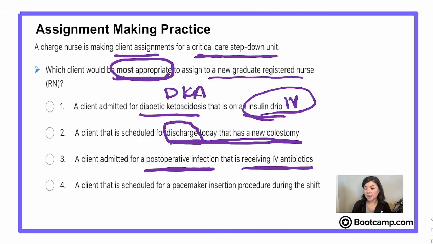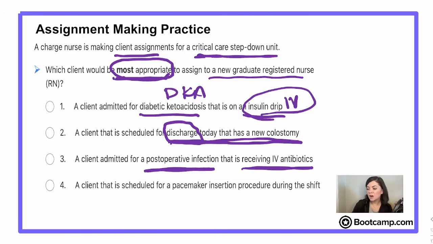However, if we had, for example, a client with a postoperative infection that is experiencing hypotension, they have an elevated lactic acid level, they're tachycardic, what would we think is maybe going on with them? A client with an infection, with an elevated lactic acid level, with hypotension. Another bonus question. Very common but dangerous complications. Sepsis, very good, guys. So in that case, we would not want to do the new grad registered nurse because that typically requires hemodynamic monitoring, vasopressors, all those types of things.